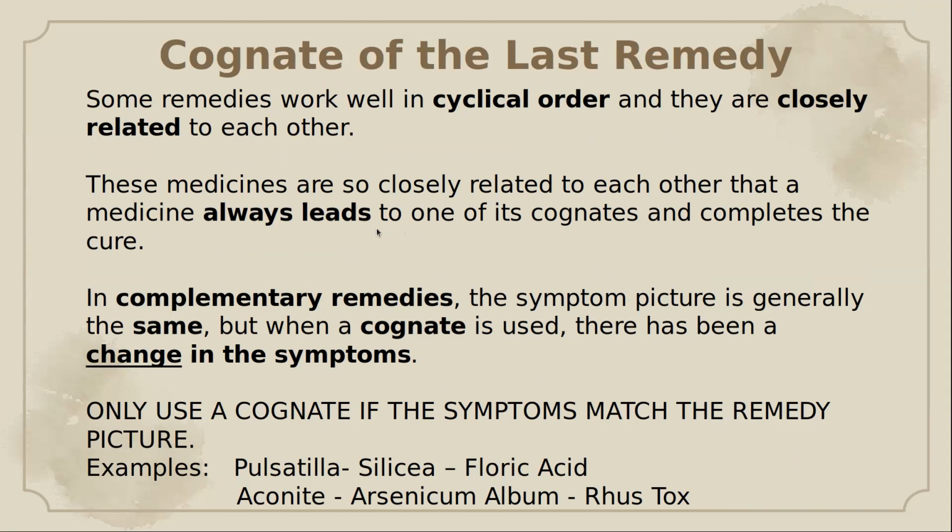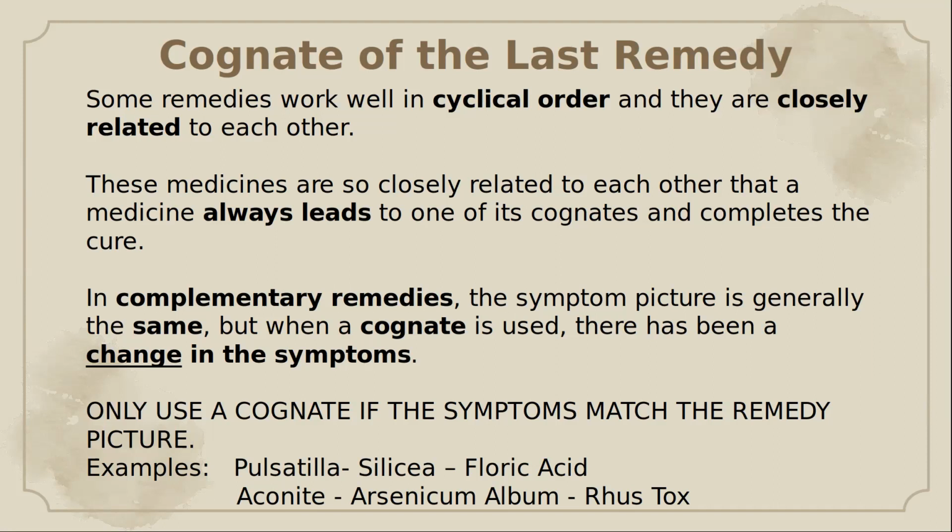These medicines are so closely related to each other that the medicine will always lead to one of its cognates and complete the cure. For example, we take the case of pulsatilla. The patient comes with the symptoms of pulsatilla. We give pulsatilla. Now we give Silesia, when the symptom totality is of Silesia. The chronic of pulsatilla is Silesia. Again, the patient will come and say, now I am again having that post-nasal dripping. This time we see the cycle is going on. We give pulsatilla, we give Silesia, and there is no complete cure.